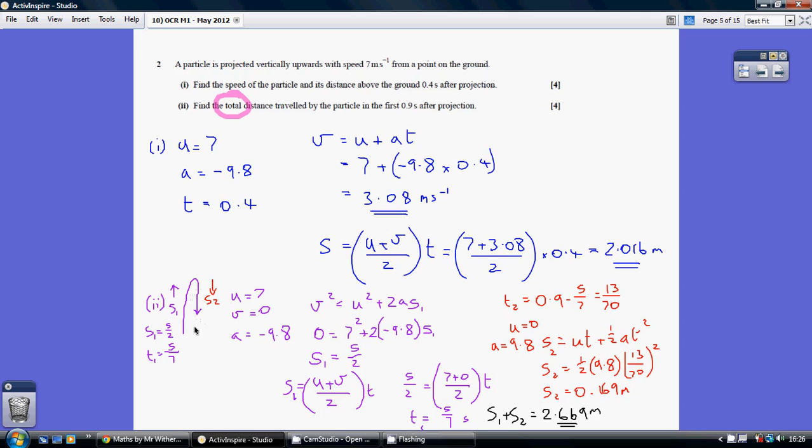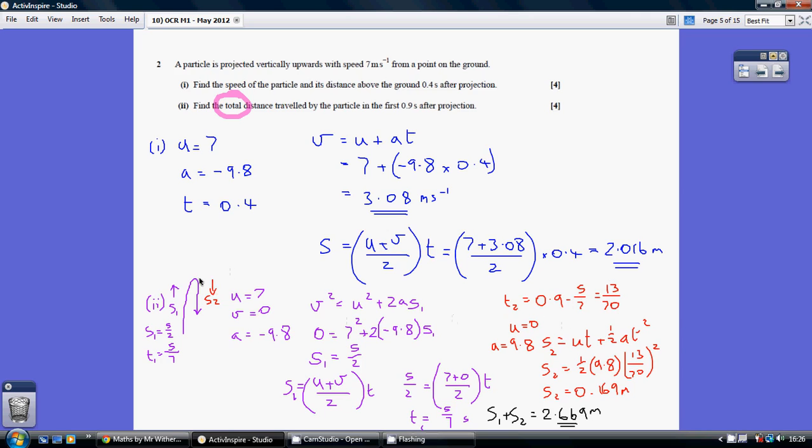Now we're really going to need to focus on the distance travelled down, so we're going to need to know for how long it travelled down. So in order to do that, we need to start off by working out how long the journey upwards took. So just again using s equals u plus v times t over 2 and substituting in, we can work out that the time for the journey upwards was 5 over 7 seconds. Now we're told that the total time is 0.9 seconds, so the journey time down is going to be 0.9 less the 5 over 7 seconds travelling up, which is 13 over 70. So that's the time spent on the downward journey.